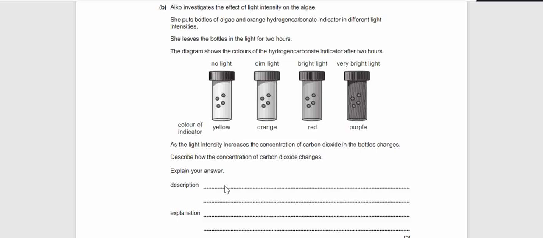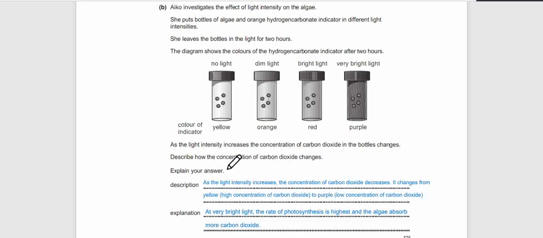Alright, have you got the answer? Let's check. So as the light intensity increases, from here to here, the concentration of carbon dioxide decreases. It changes from yellow, a high concentration of carbon dioxide, to purple, a low concentration of carbon dioxide here. Explanation: at very bright light, the rate of photosynthesis is highest and the algae absorb more carbon dioxide. That's why it's the lowest here at very bright light. Next, we move on to question C.